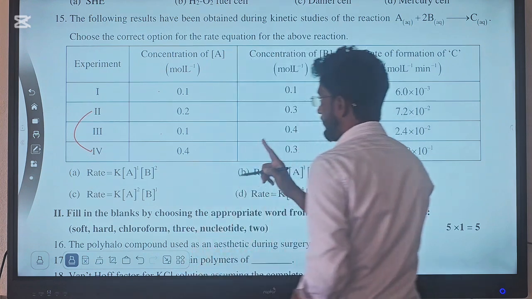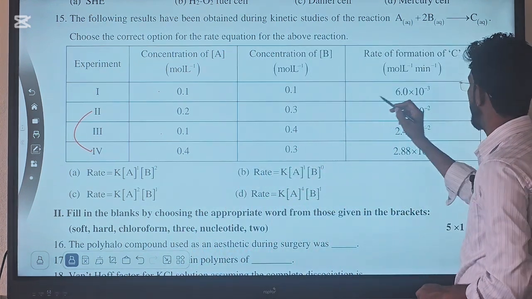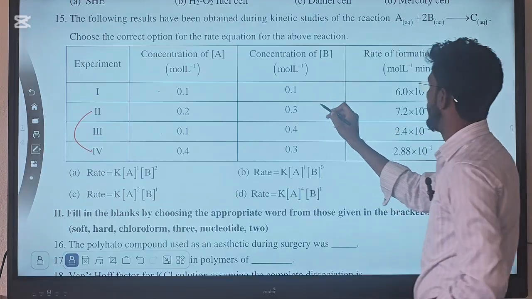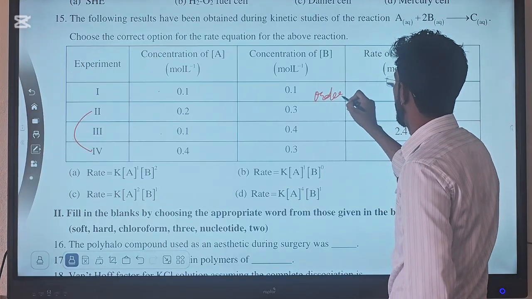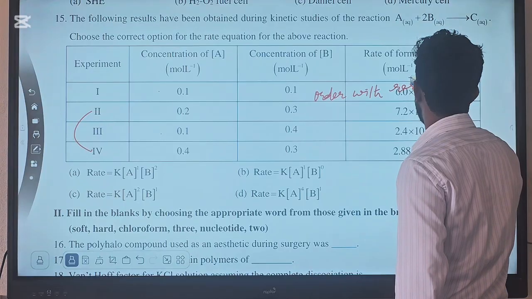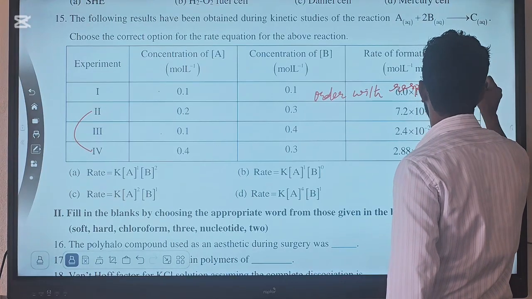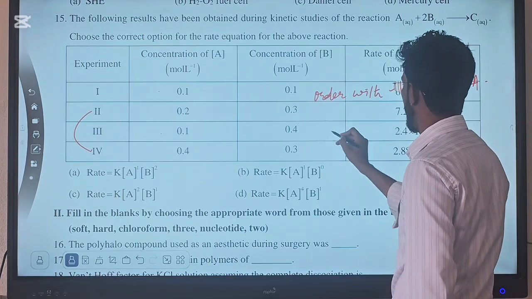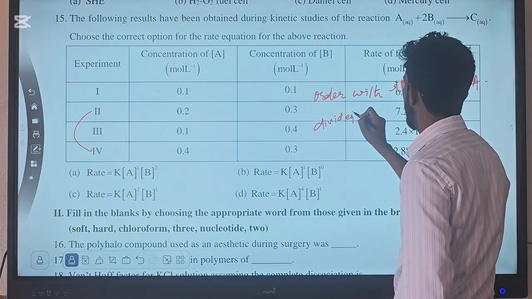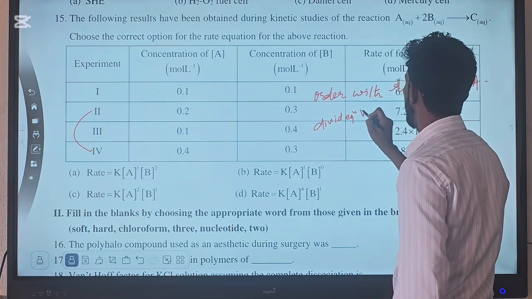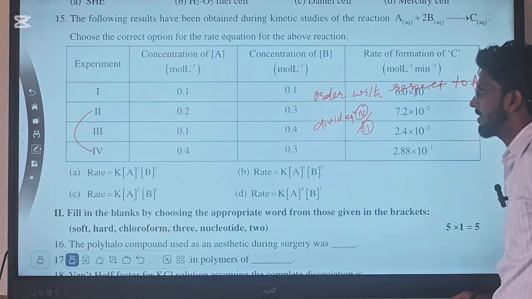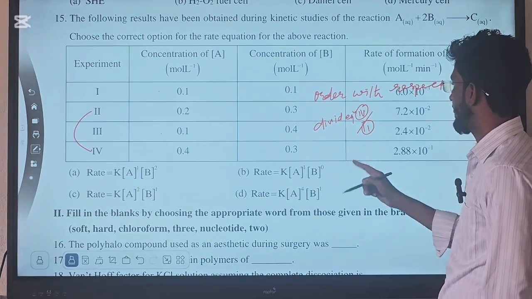Now how can we determine the order with respect to A? Here, write down the order with respect to A. How can we determine? Divide equation of experiment 4 by 2. If we divide 4 by 2, what do we get?